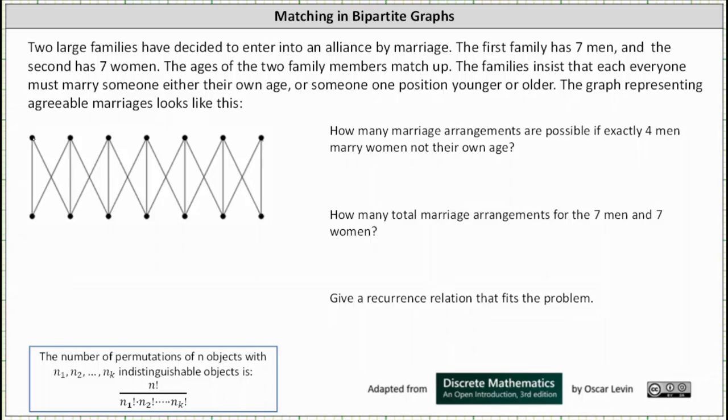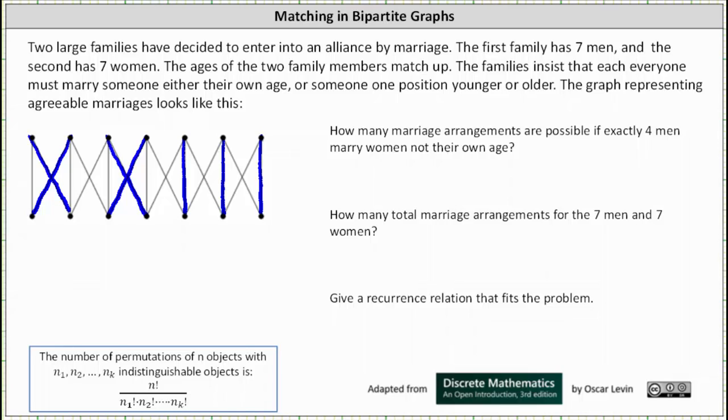For example, one possible arrangement would look like this. There's 2 men marrying someone not their own age, and here's 2 more men marrying someone not their own age. Here we have exactly 4 men marrying women not their own age. The remaining 3 couples marry someone their own age. So every possible arrangement in which exactly 4 men marry women not their own age, we would have to have 2 x's and 3 i's.